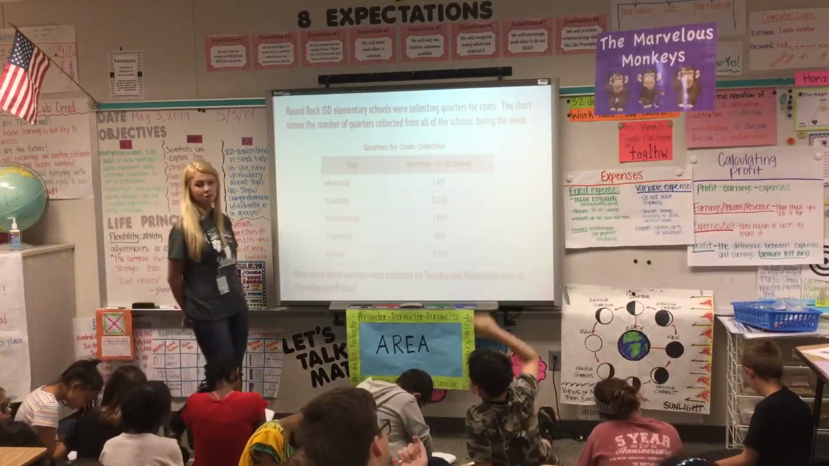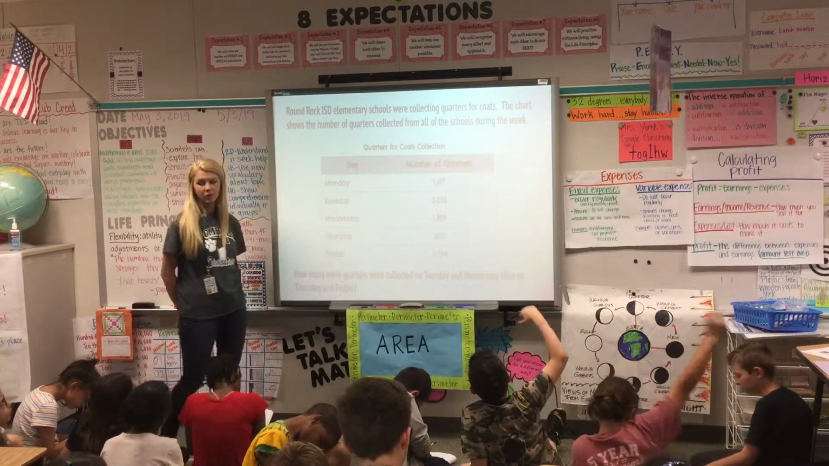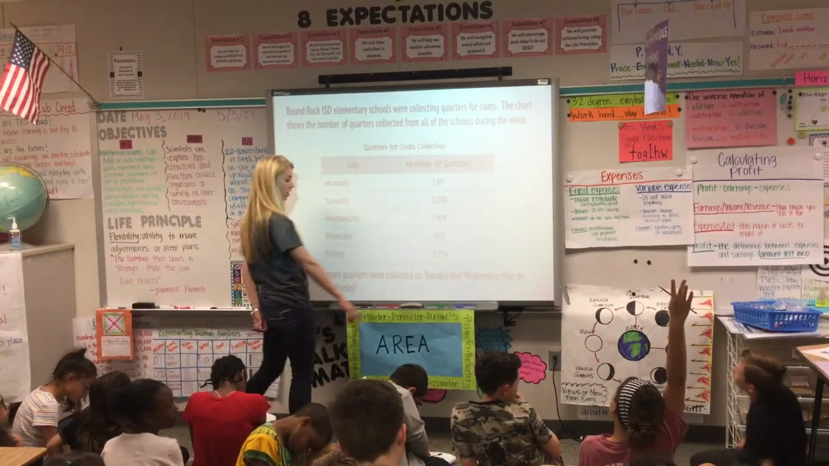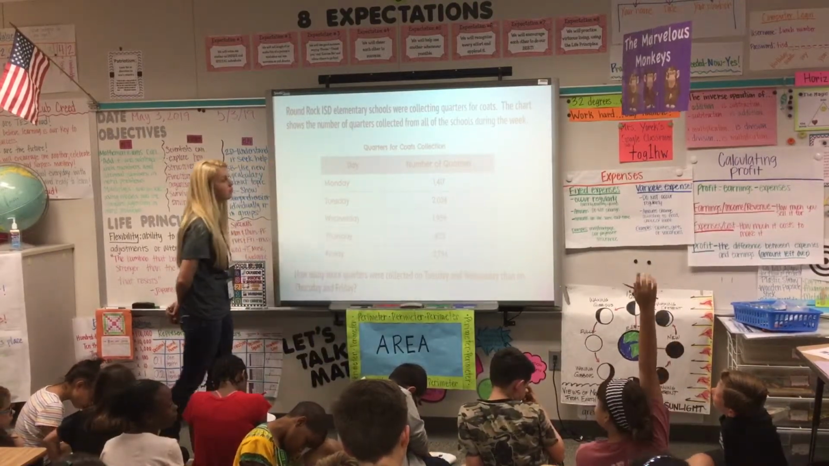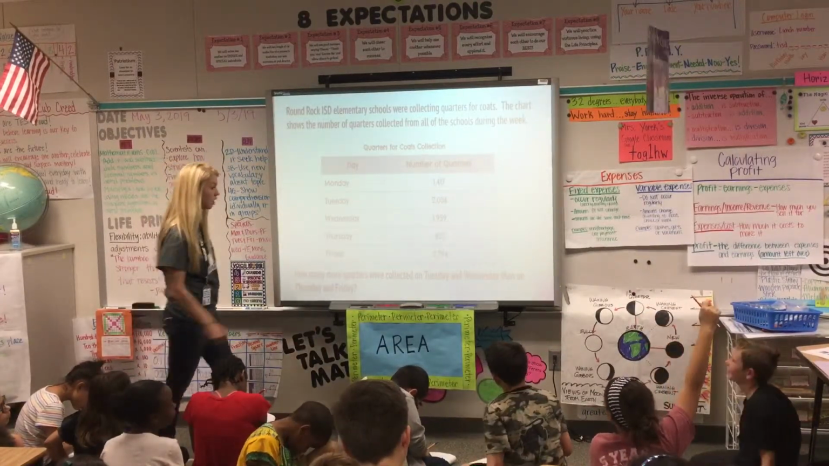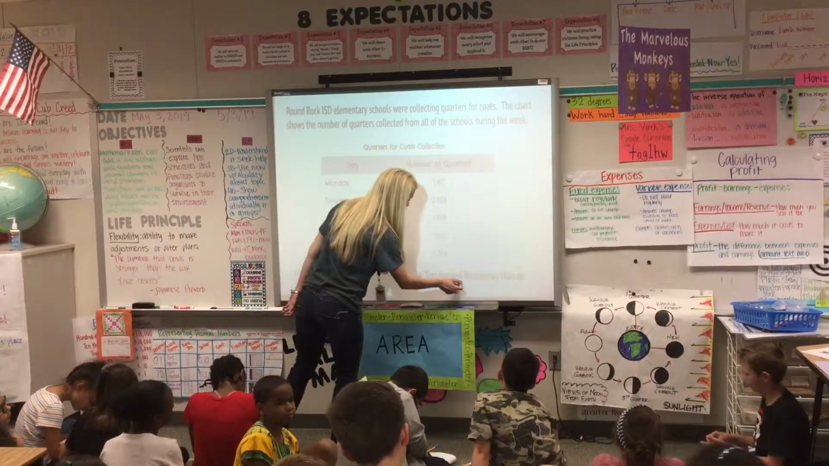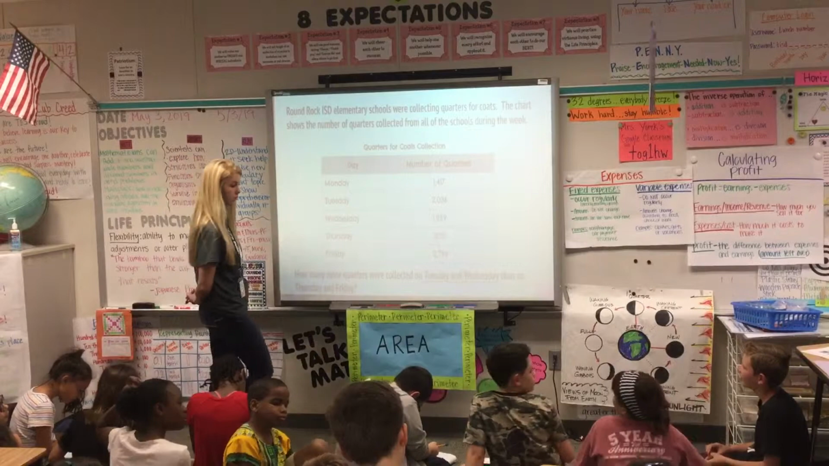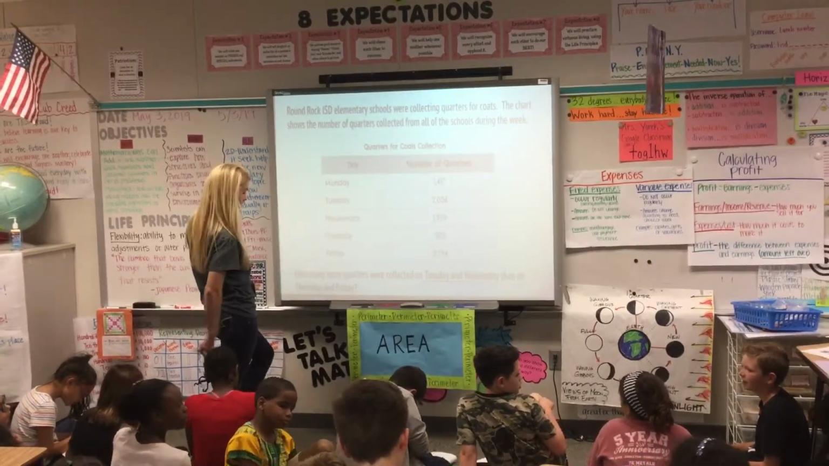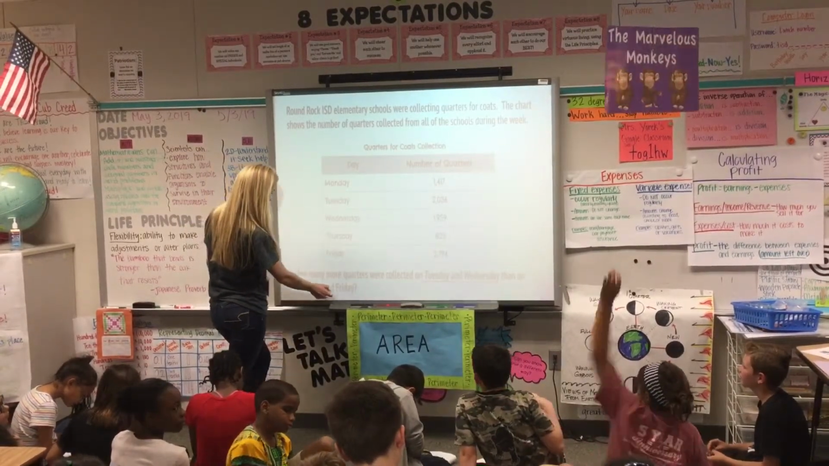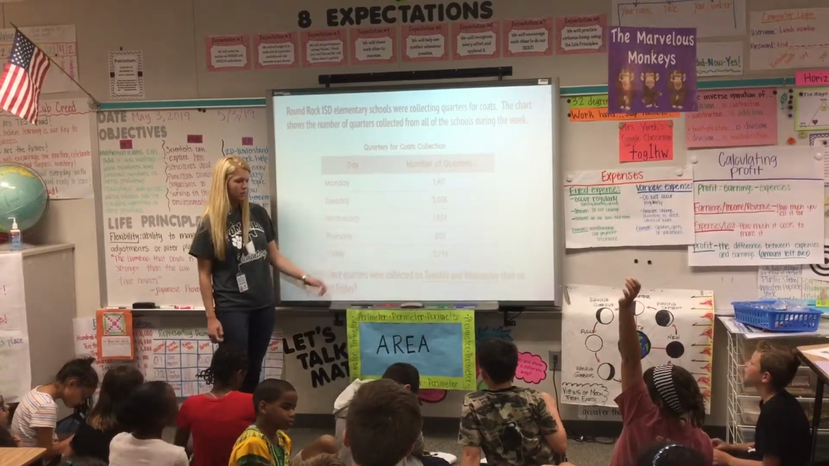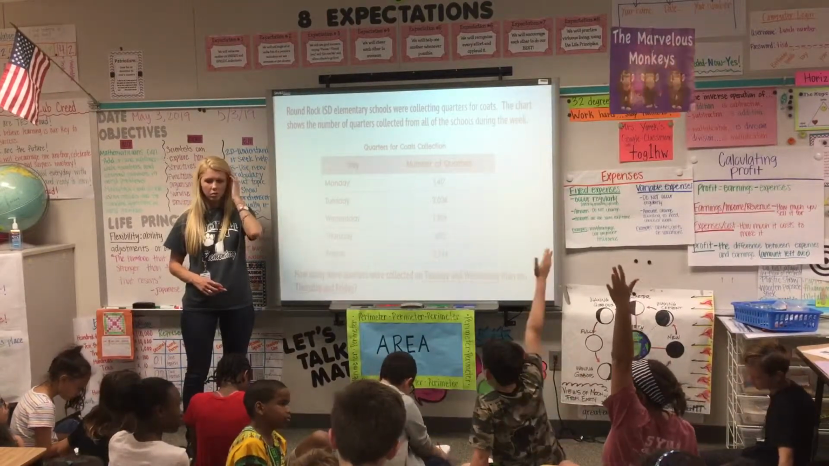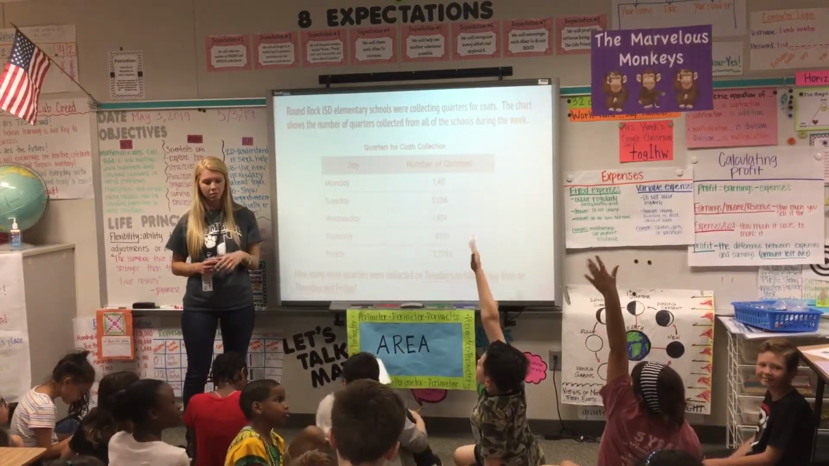Okay, so what's important information that we need to underline? There's a lot of important information in here. Clayton, what's some important information that you need to underline? It says collected on Tuesday and Wednesday. Okay, so we know that Tuesday and Wednesday, we're trying to find the quarters for that, and then what else? Faith. Then on Thursday and Friday. So what's it asking about Tuesday, Wednesday quarters versus Thursday and Friday quarters? What is the question asking us, James?